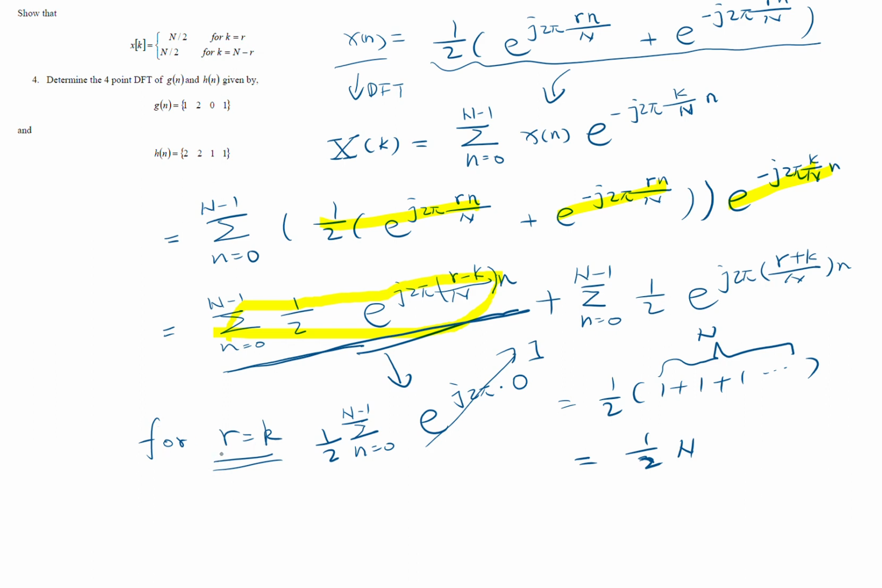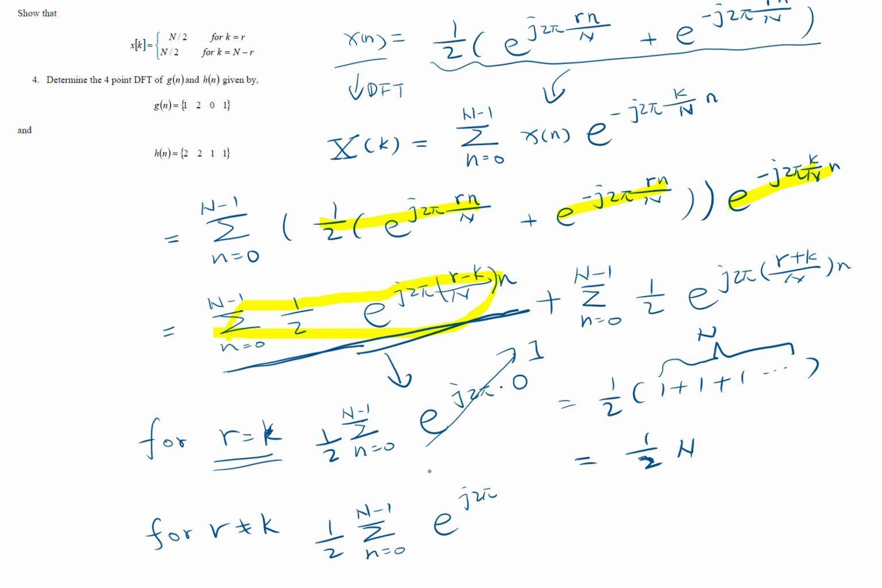There will be a condition when r equal to k. r is a constant, right? When r is not equal to k, what happened? That is 1/2, sum from n equal to 0 to capital N minus 1, e to the order of j 2 pi. This is a number, right? For k equal to a certain number. So this is a constant.